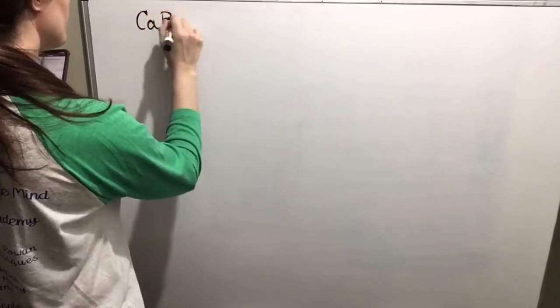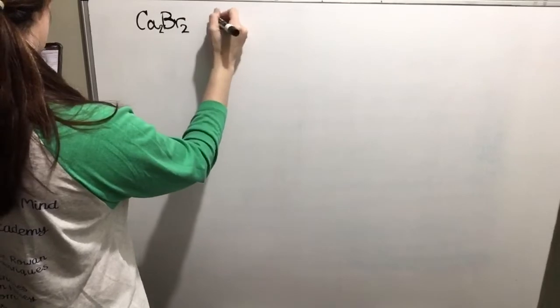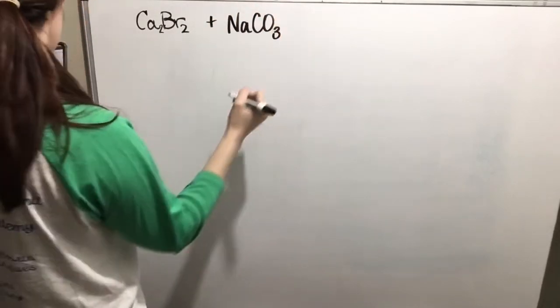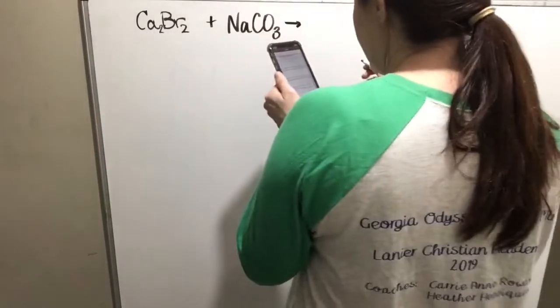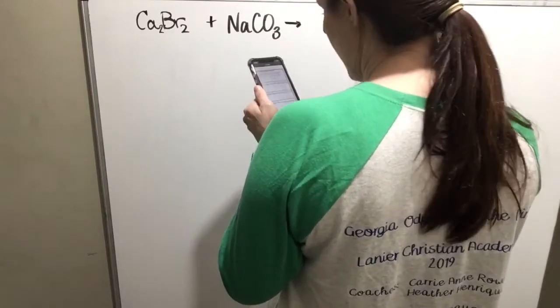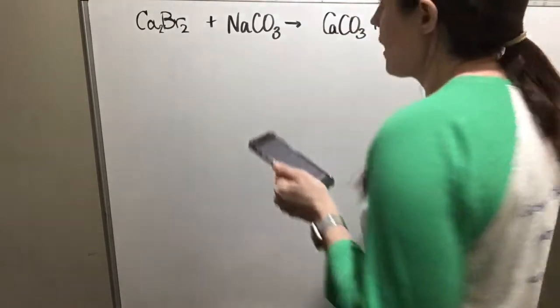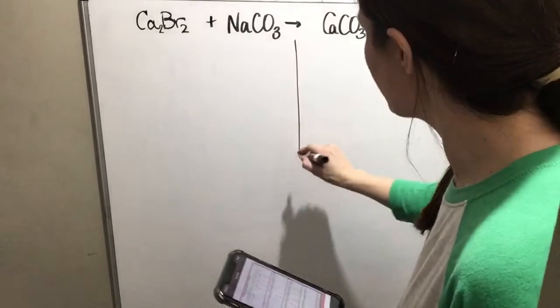Next one is CaBr or Ca2Br2 plus NaCO3 yields CaCO3 plus NaBr. Okay, good. So let's draw our chart.